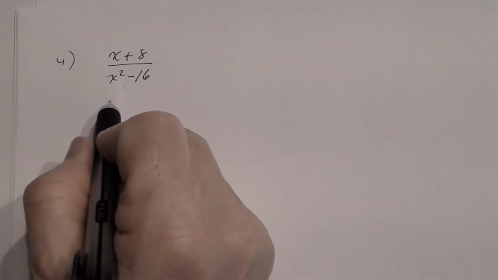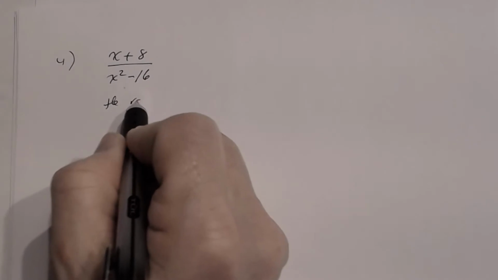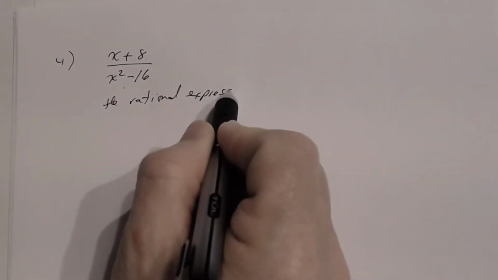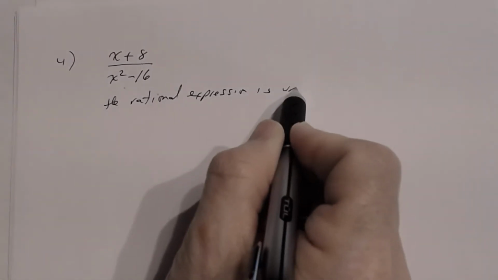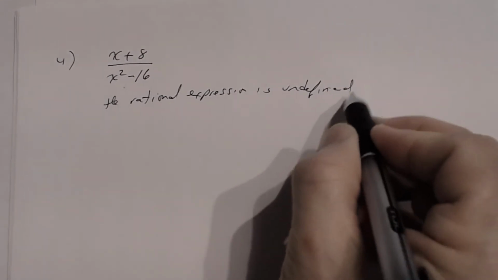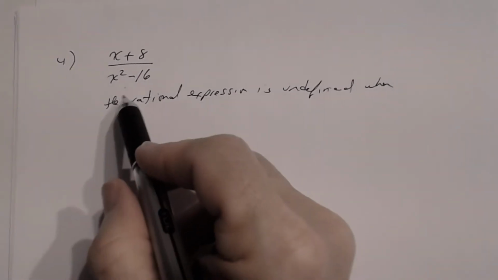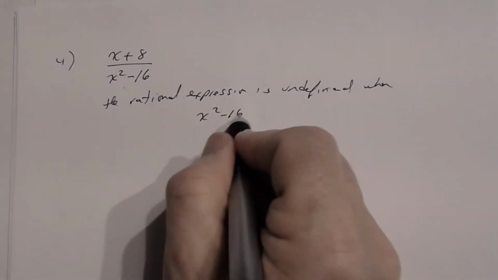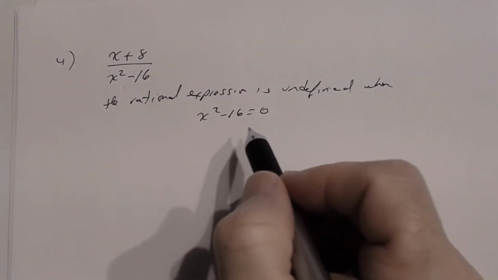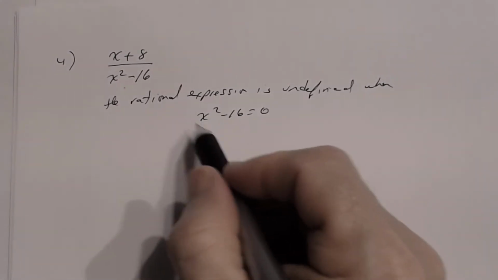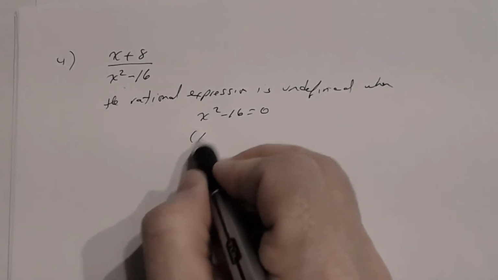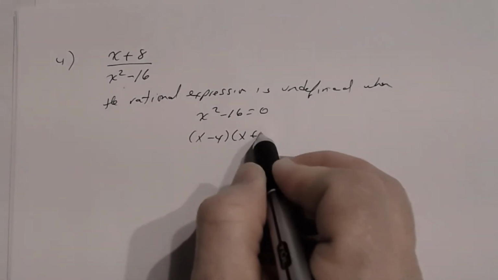So remember, the rational expression is undefined when the denominator is 0. So that means when x squared minus 16 equals 0. And notice I have this quadratic equation, and so I can factor the left-hand side. That's the difference of two squares, right? So that's going to be x minus 4 times x plus 4.